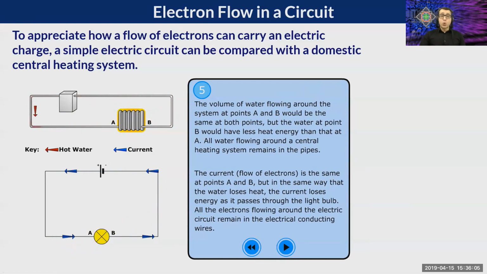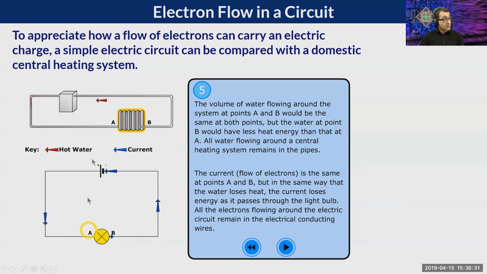Now, the volume of water flowing around the system at point A and point B in this central heating circuit would be the same at both points because you're not losing water to the environment. It's a closed loop. So if we measured the number of water molecules flowing past this fixed point here, point A, we would find that it's the same number of water molecules per second flowing past this fixed point B.